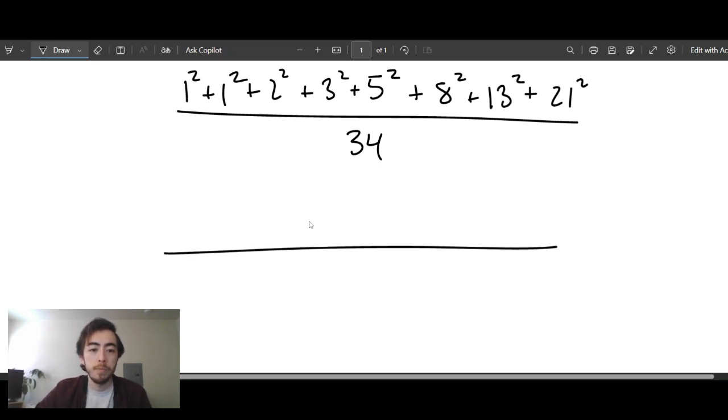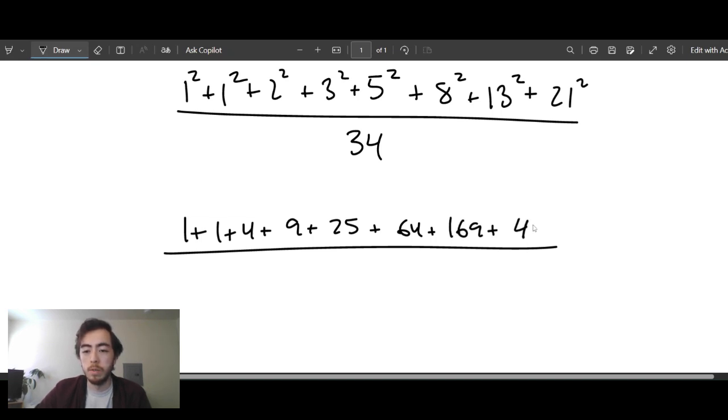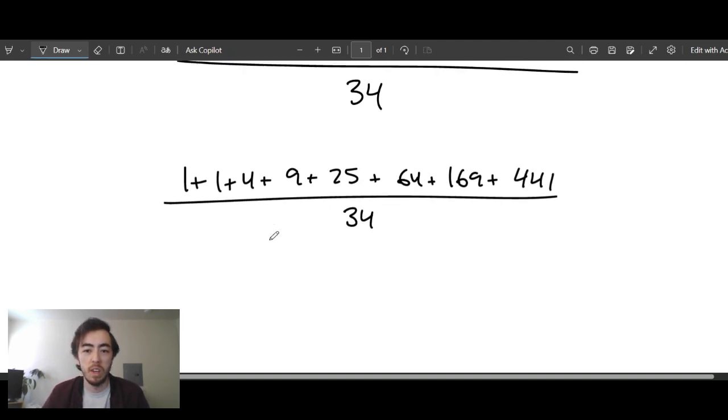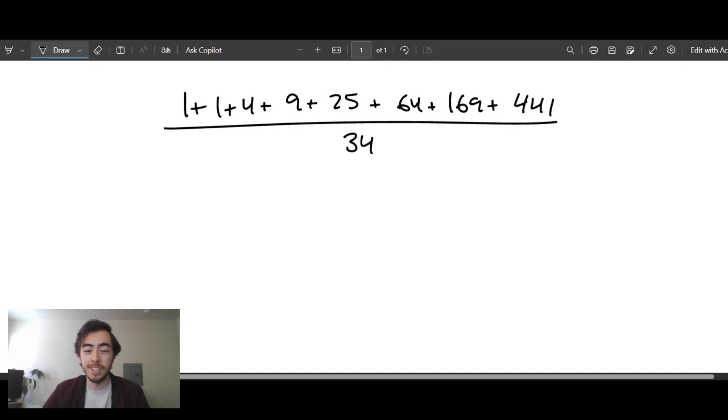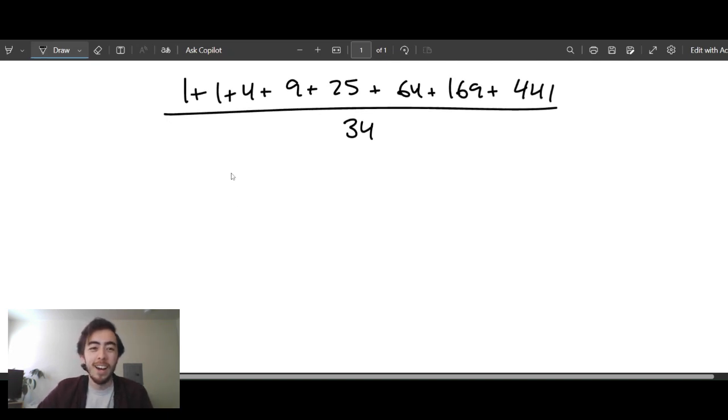I'm going to get 1, 1, 4, 9, 25, 64. 13 squared is 169, and then 21 squared is 441. Then I'm going to divide all of these by 34. Okay, basically it's just some arithmetic until I show that this number is 21. So 1 and 1 makes 2, 6, 15, 40, 104, and then I can't do the rest in my head. So I'll add all of these up.